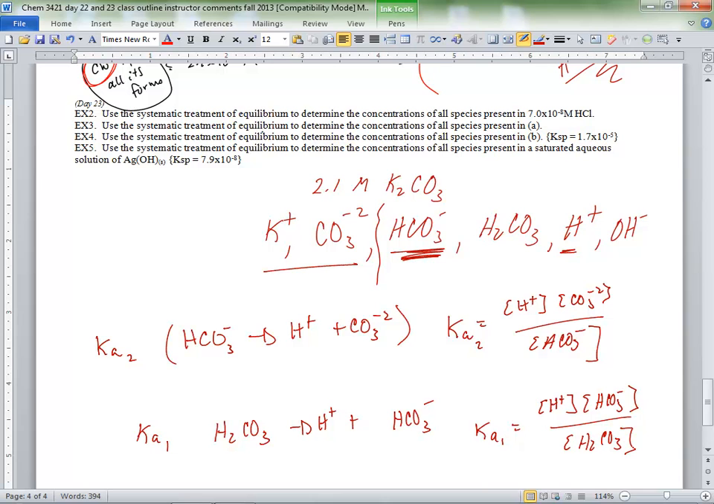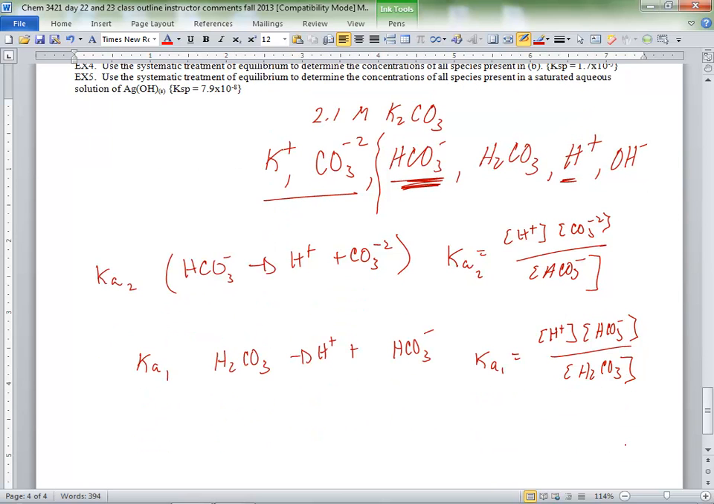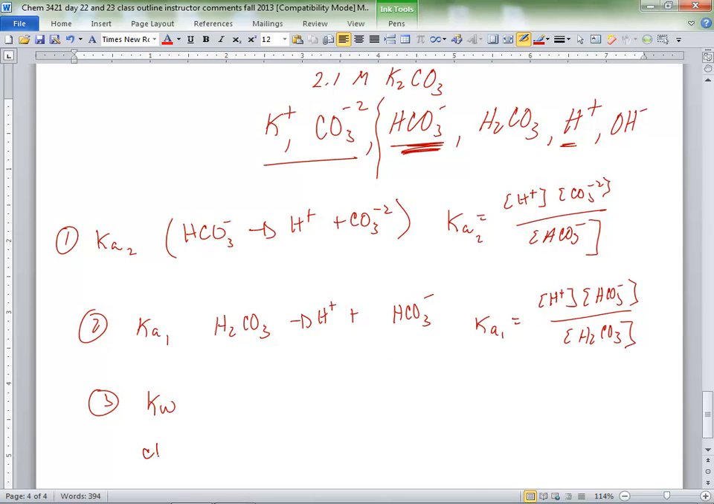All right. So there's our Kas. And we can write our Kw. And then we'd have to write our charge balance. Right? So here's 1, 2, 3. You'd write charge balance. Make sure you have nothing neutral in there. Right? And then, let's see, what else am I missing here? Oh, right. 1, 2, 3, 4, 5. I need 6. I need 2 more.